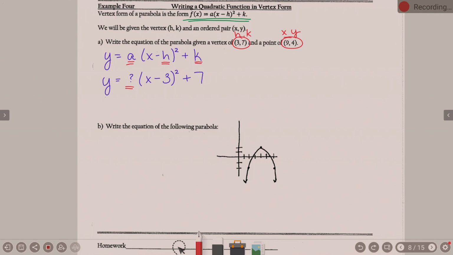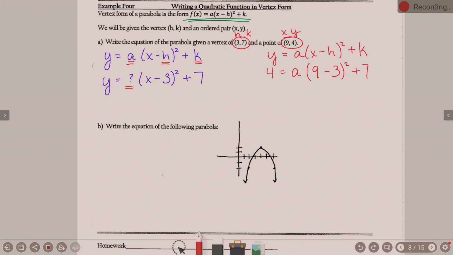Okay, so vertex form, y equals a times x minus h squared plus k. So I'm going to fill in x and y for the moment to help me find a. So in place of y, I'm going to say 4. A is what I'm trying to find, so it's going to stay a. X for the moment is going to be 9. Minus h is 3, quantity squared, plus k is plus 7. You have an equation to solve for a.